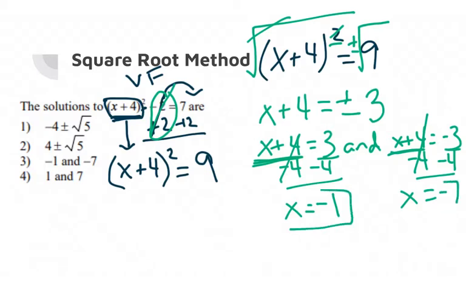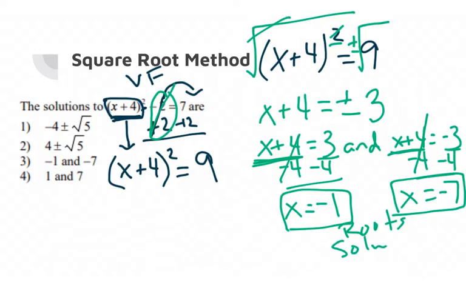So my roots, my solutions, right, roots, solutions, zeros, and what else do we call them? X-intercepts are negative 1 and negative 7, number 3.